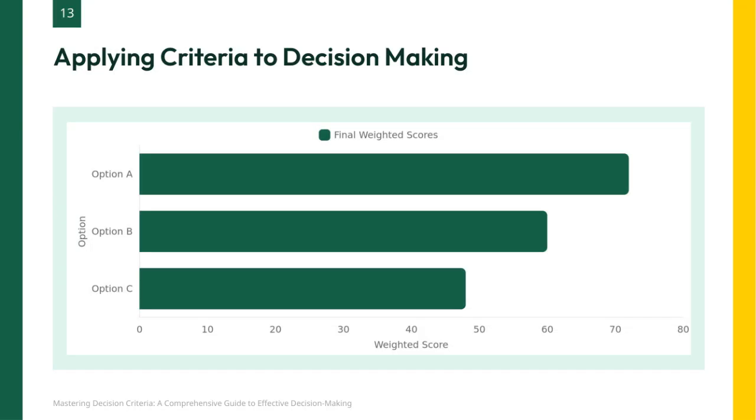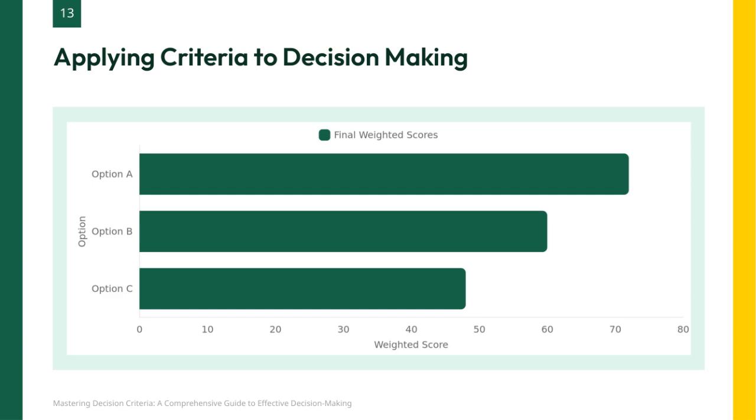Here we see the final weighted scores for each of the options we're considering. Option A leads with a score of 72, indicating it meets our criteria the best overall. Option B follows with a score of 60, showing a respectable alignment but not as strong as Option A. Option C has the lowest score at 48, suggesting it's the least favorable choice based on our weighted criteria.